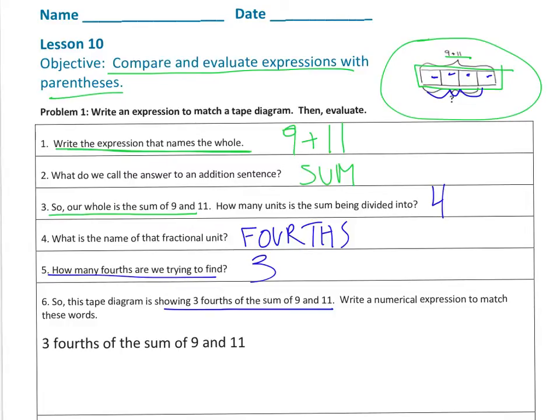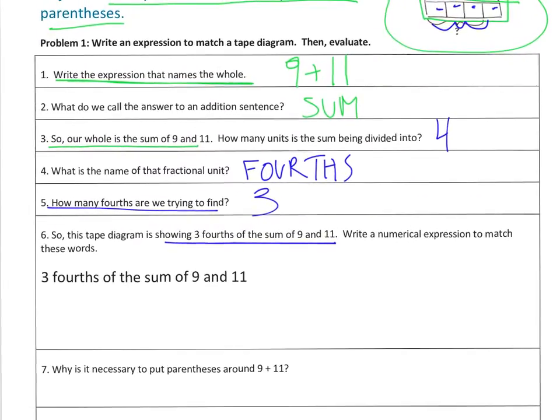And we're going to write the numerical expression, the number sentence that's going to match it. So check it out. So 3/4 of the sum of 9 and 11. You might think that it's 3. So remember, 3/4 times something is how we say 3/4 of. And then here's the important part. We're going to put the parentheses around 9 and 11, because that tells us we have to do 9 plus 11 first, because it's the sum.